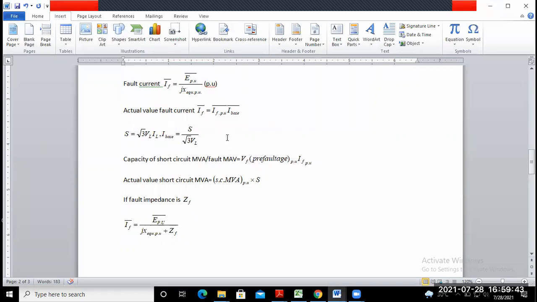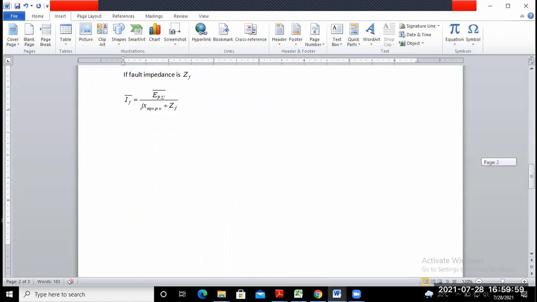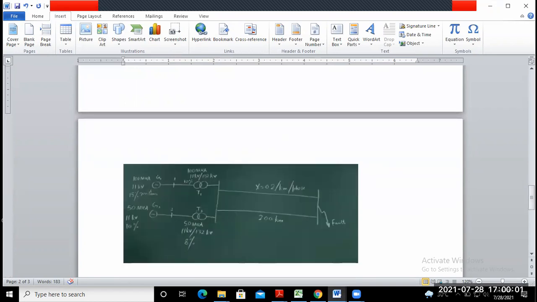So in this way, we can calculate the short circuit fault current and short circuit MVA of the three-phase system. Now, let us consider one example of a power system where we calculate the fault current and short circuit MVA. This problem has two generators and two transformers connected in the power system with a transmission line. All the parameters are given, and the fault takes place at this point, that is a symmetrical fault.